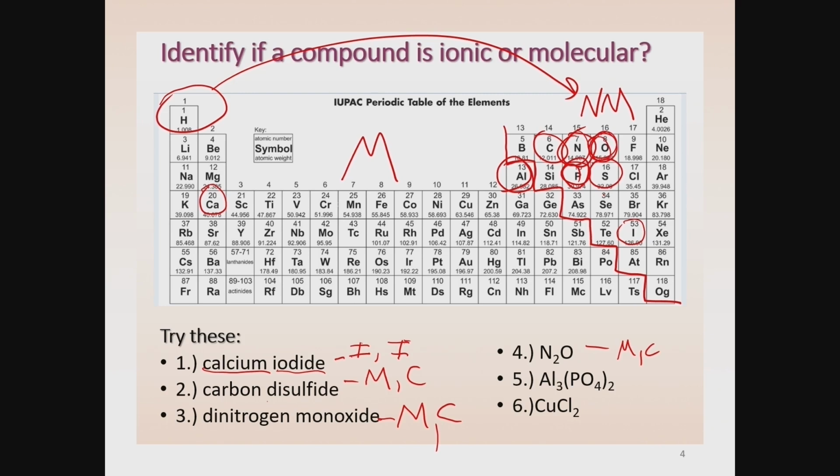So this is a compound with a mixture of metals and nonmetals. Aluminum is a metal again, and phosphorus and oxygen are nonmetals. And so this is an ionic compound, and it has at least a few ionic bonds.